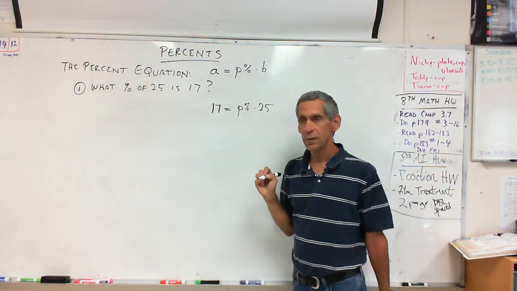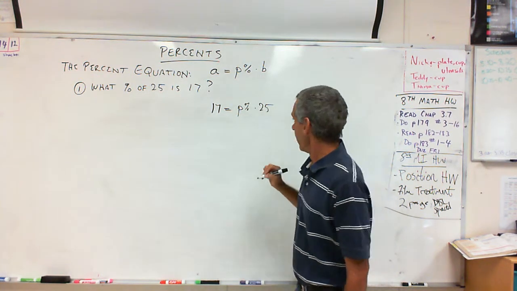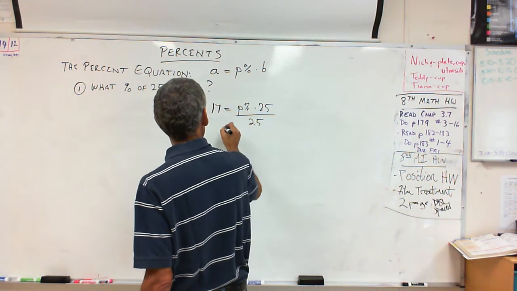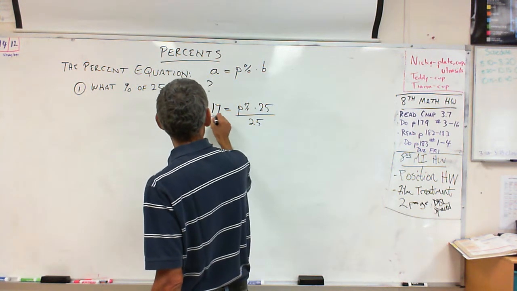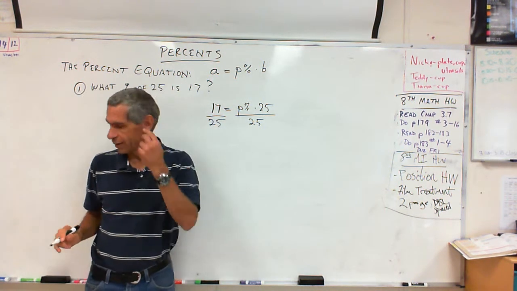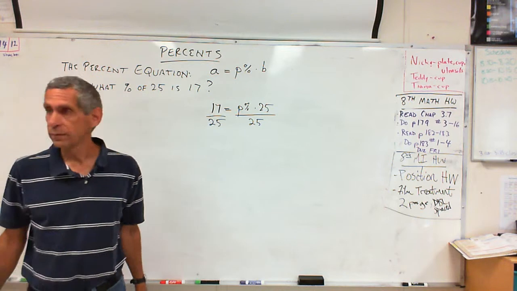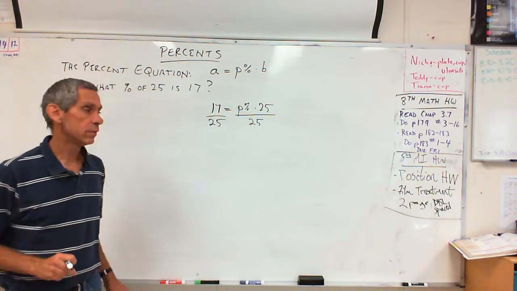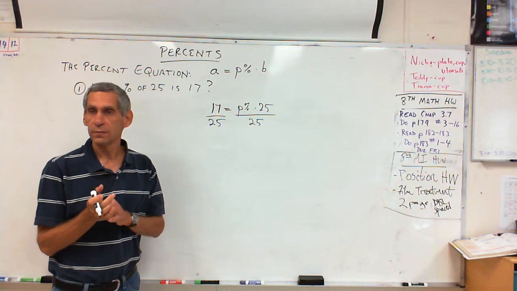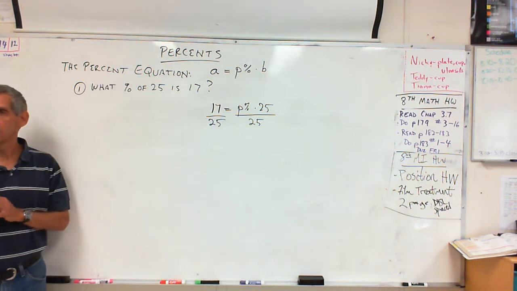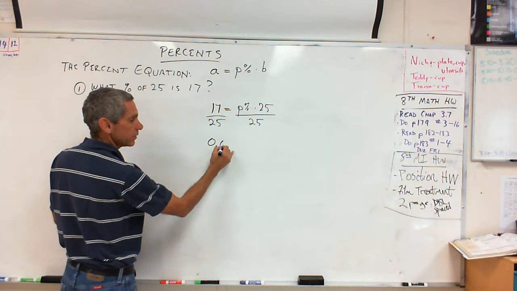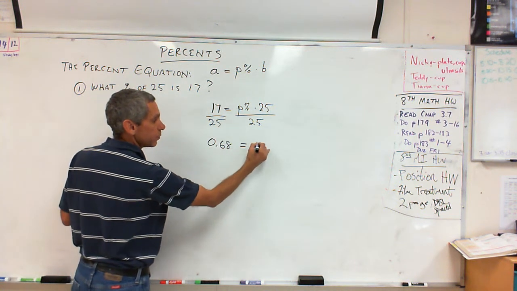So you have to divide 17 by 25. Exactly. It's really by 25, and then who has a calculator? Does somebody have a calculator out here? Yeah. Thank you, Lila. Lila's got one. 17 divided by 25. Okay, 0.68 equals P percent.